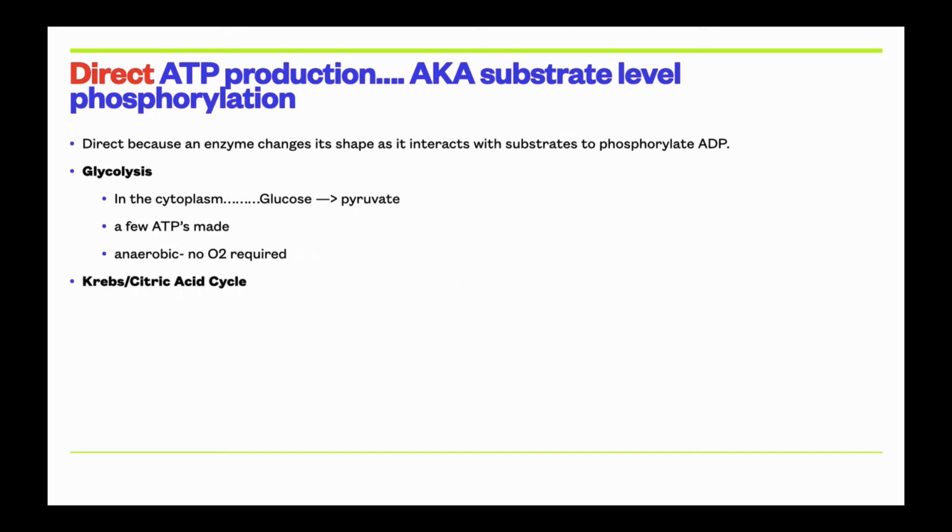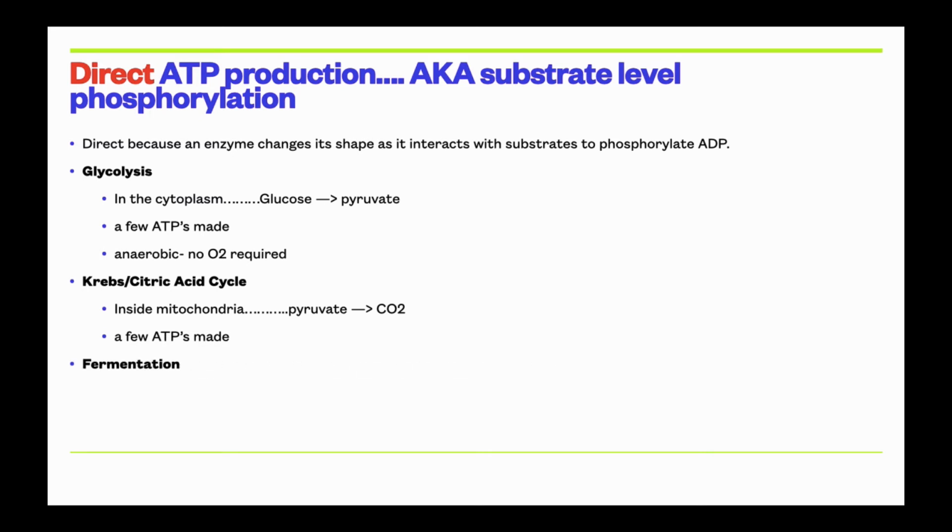Now, the Krebs cycle, also known as the citric acid cycle, also does some direct ATP production. This happens inside the mitochondria, and in this case, pyruvate is being broken down to produce carbon dioxide. And this also produces just a few ATPs.